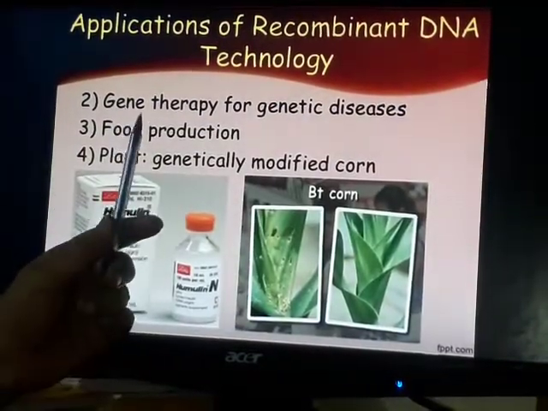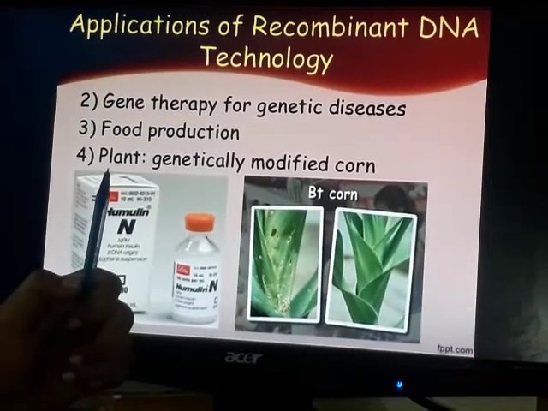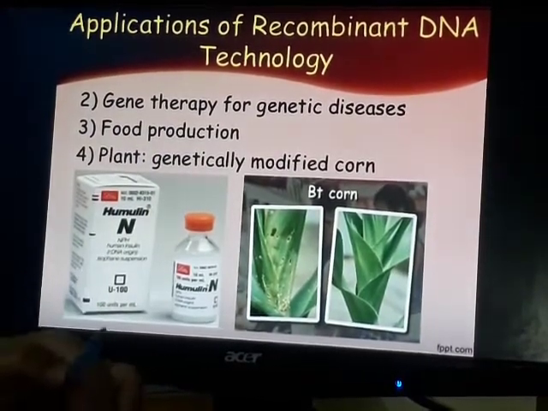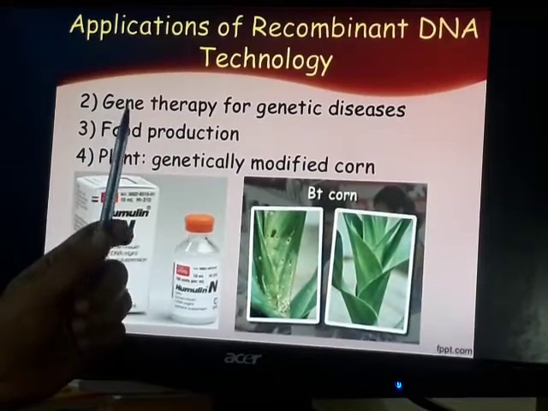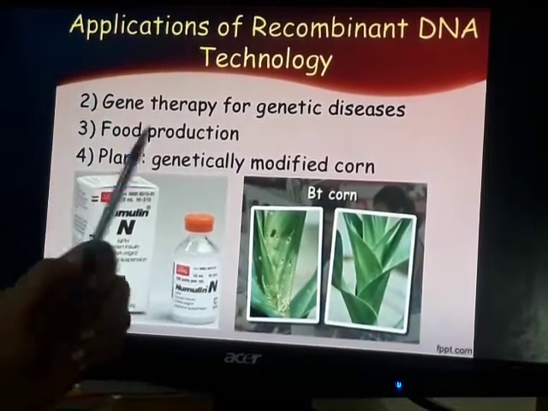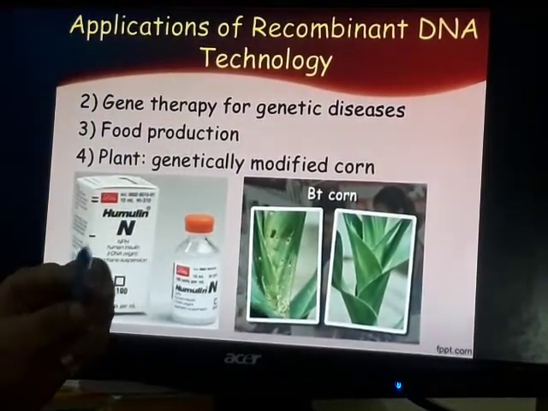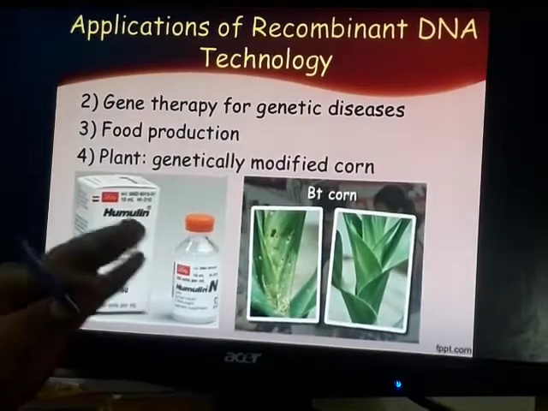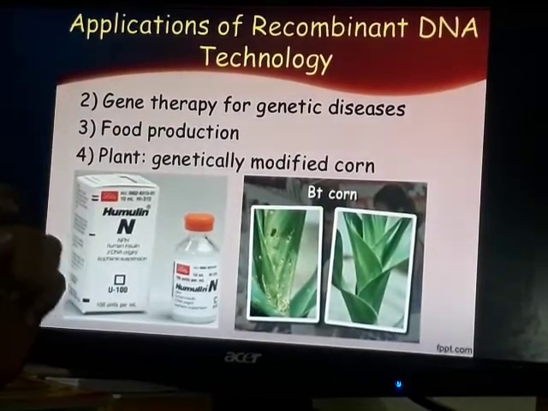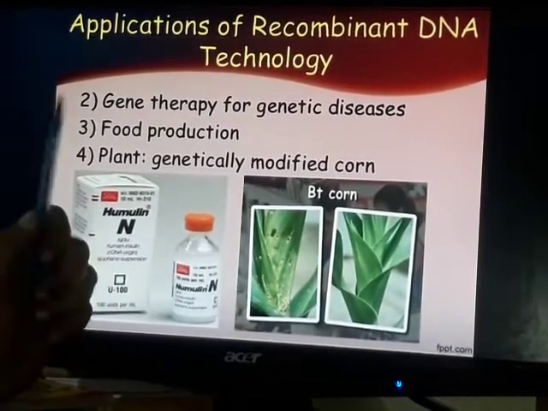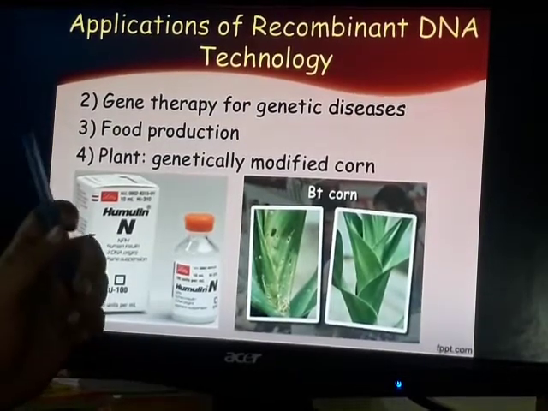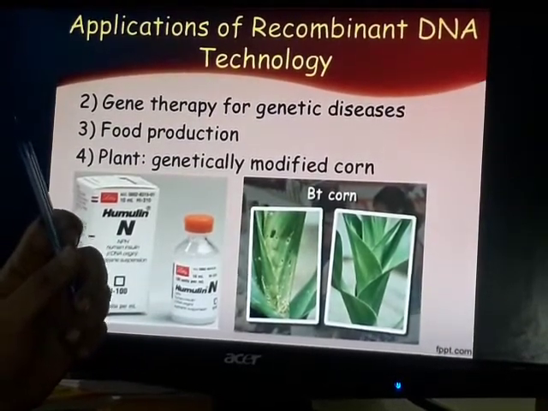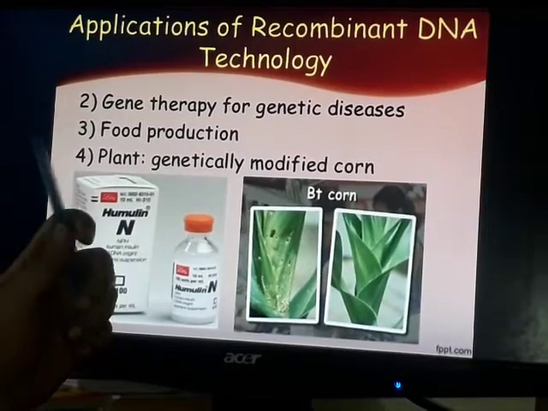It has also been used in gene therapy. What is gene therapy? It is the introduction of a normal gene into a defective one to correct a genetic disorder. Genetic disorders otherwise cannot be rectified. So the gene which is missing is replaced by the normal gene which is created by rDNA technology.